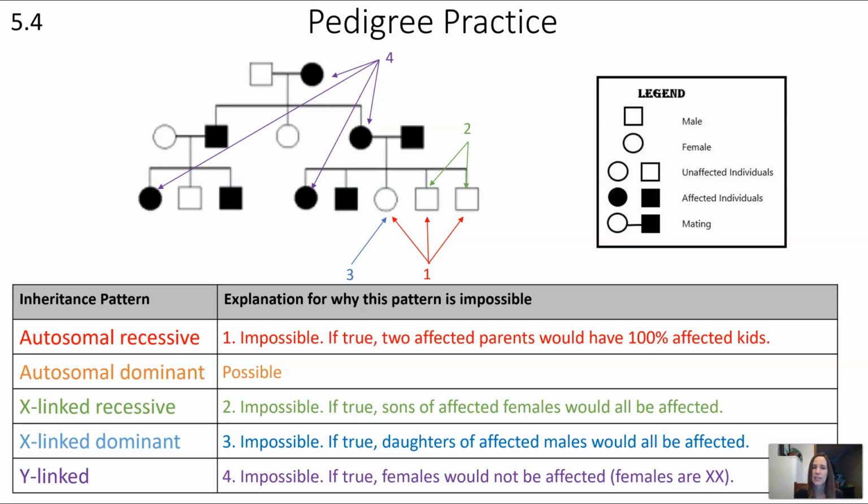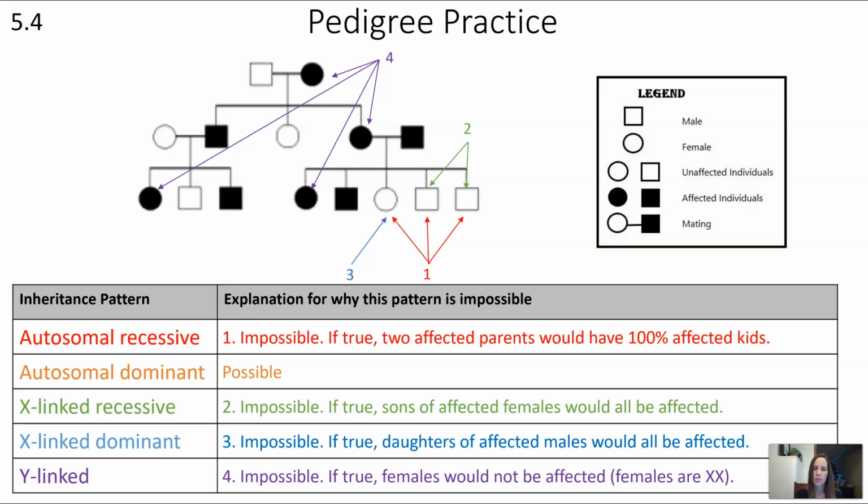X-linked recessive is impossible because if it was true, the sons of affected females would all be affected. And what we see in the arrows pointing to number 2, we have sons of an affected male that are not affected. And so that makes this impossible on X-linked recessive.